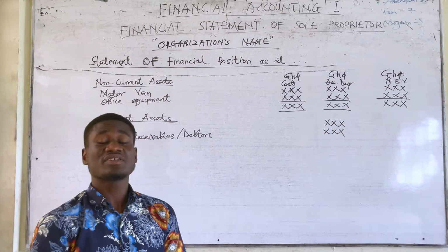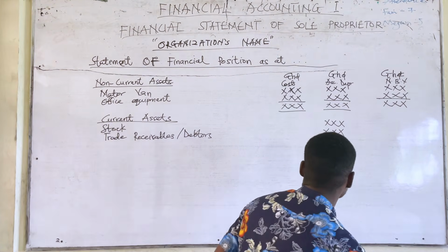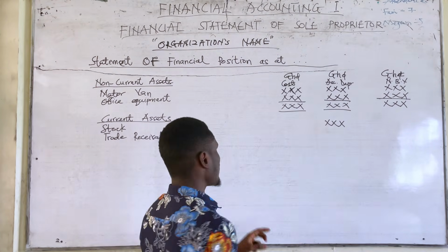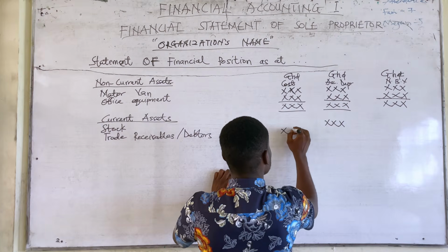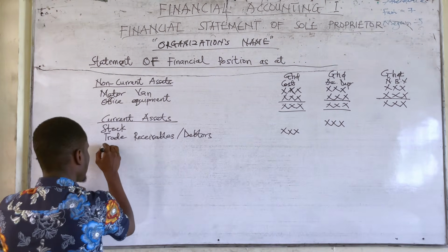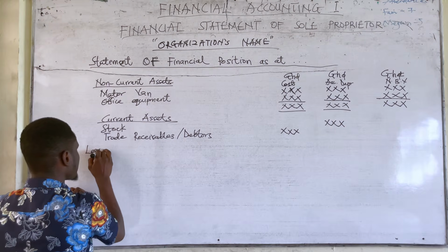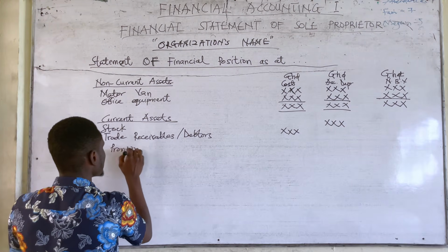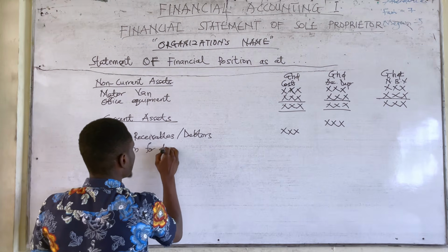If there was a provision for doubtful debts, we have to do some calculations. So if there was a provision for doubtful debt, you bring your trade receivables here. Then your provision for doubtful debt will come here. So we are going to less provision for doubtful debt.